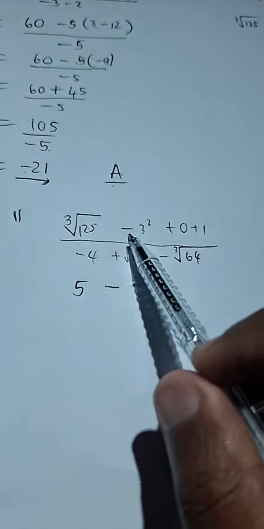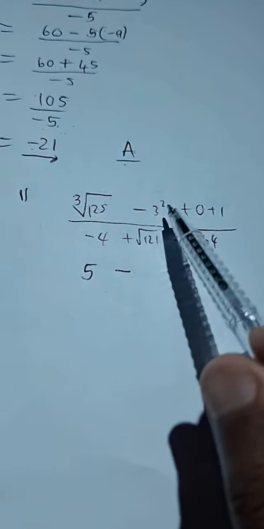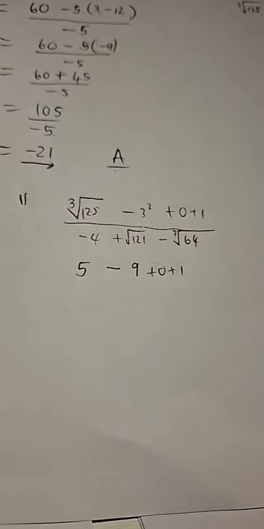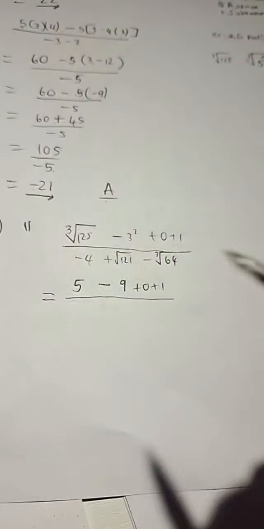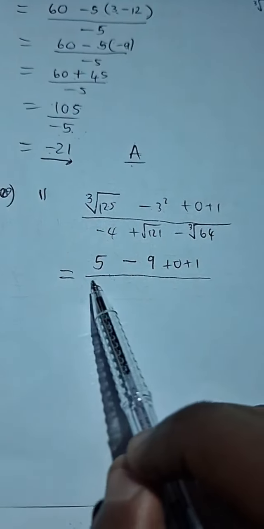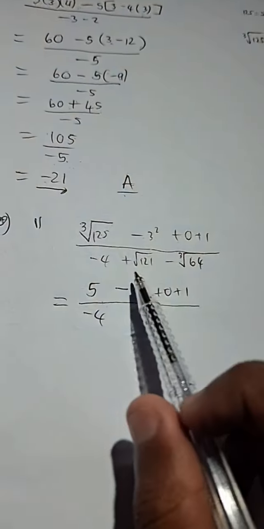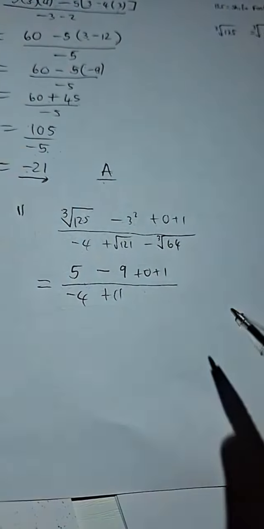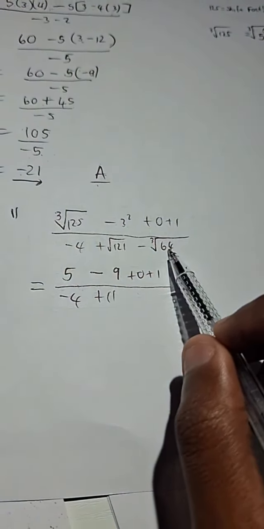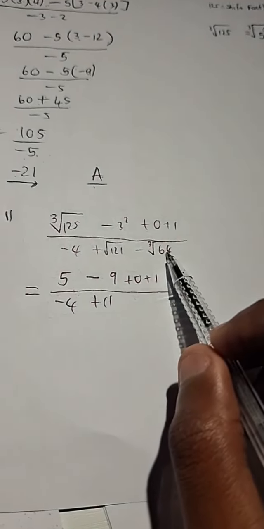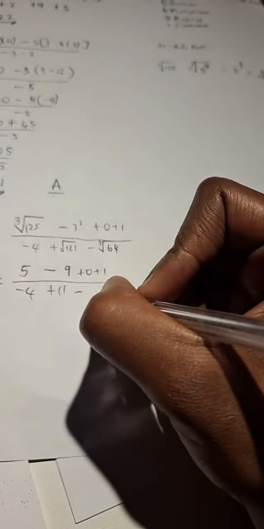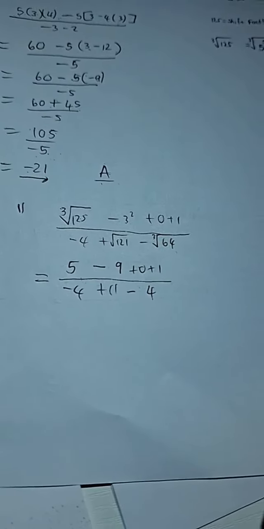Negative 3 squared. This negative is on its own. What is 3 squared? It is 9. Plus 0 plus 1 in the numerator. So far in the numerator, we've sorted out the exponent or the root part. Let's go to the denominator. Negative 4, what's the square root of 121? That is 11. Minus the cube root of 64. If you put it in your calculator, you say the cube root of 64, you will get the answer 4.